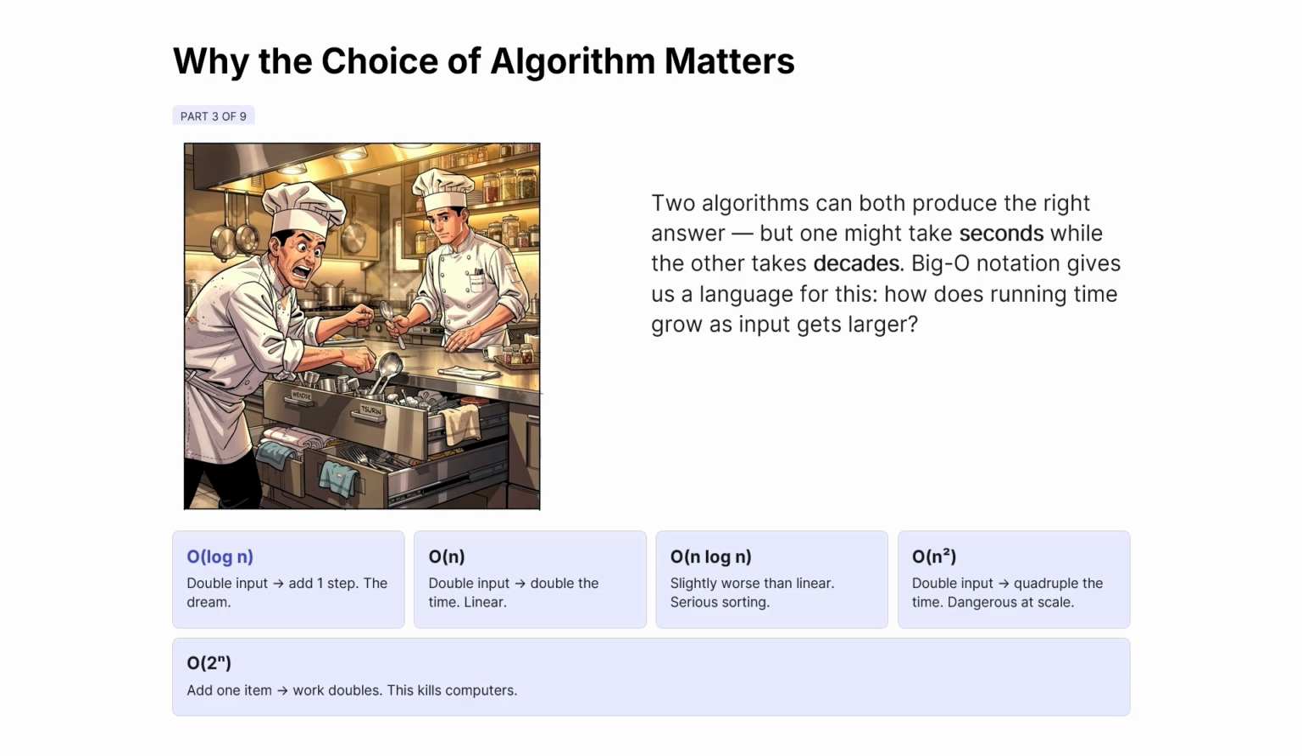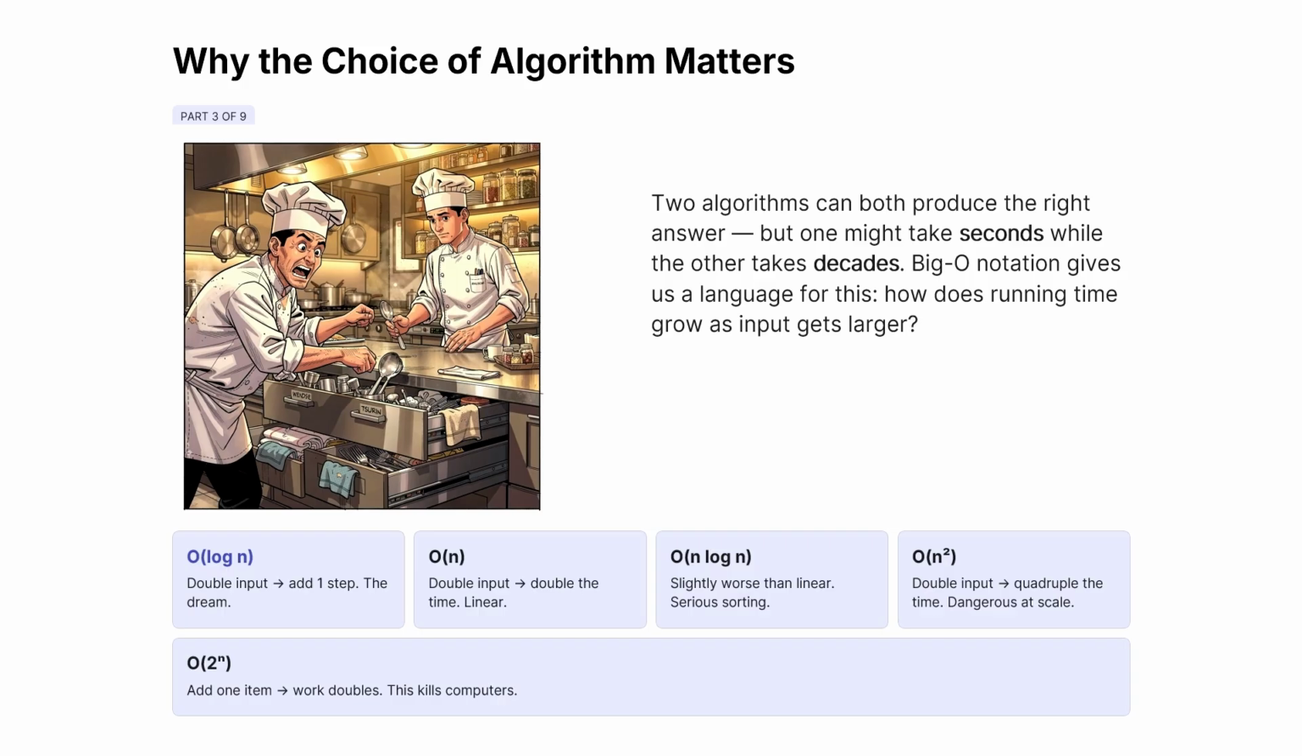We use n to represent the input size. Here are the main flavors. O of n. Linear. Double the input, double the time. Like reading every item in a list once. O of n squared. Quadratic. Double the input, quadruple the time. This happens when you compare every item to every other item.